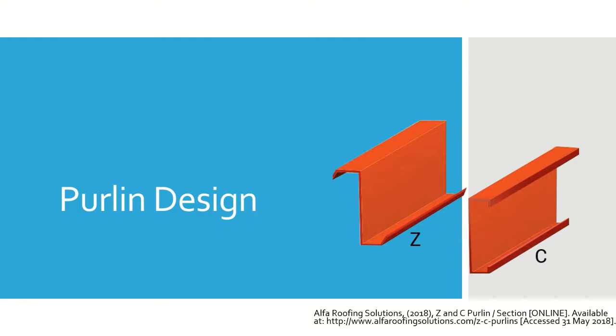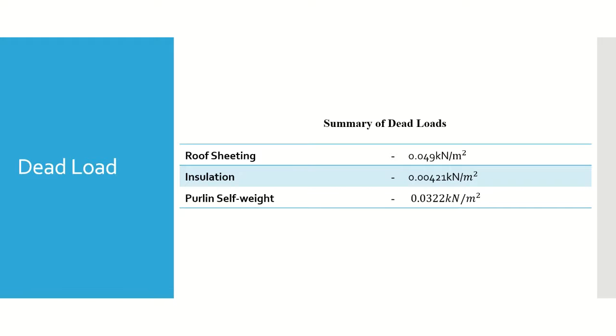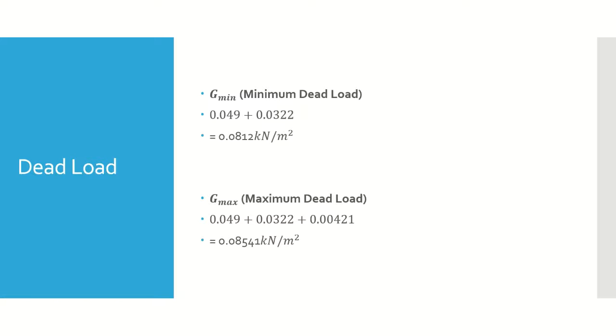Purlin design requires all the loads applied to the purlin to be calculated. Dead load, live load and wind load must all be considered. Shown on screen are the calculated dead loads. These loads were then summated together to determine the maximum and minimum dead load. This is because when the purlins are subjected to suction, the minimum dead load must be considered. However, when the purlins are subjected to downward pressure, the maximum possible dead load must be considered.